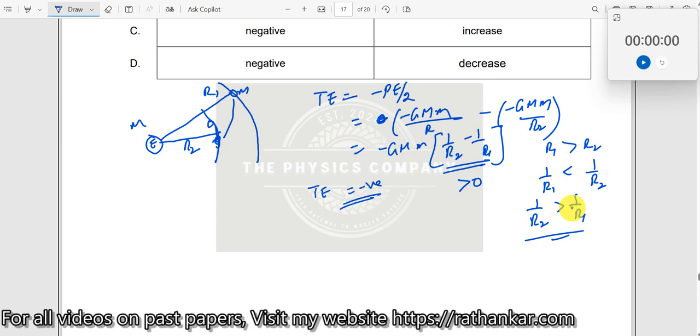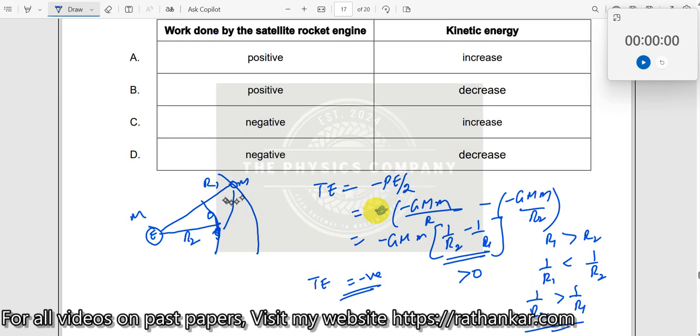Okay, you can look at it the other way around also. As we come nearby to the Earth, the particle is getting more and more bound. So therefore the work done by the satellite rocket engine is always negative when you are coming towards it. So thus you can say this is negative. Okay, so therefore this positive and positive goes away. So one of these options should be correct.